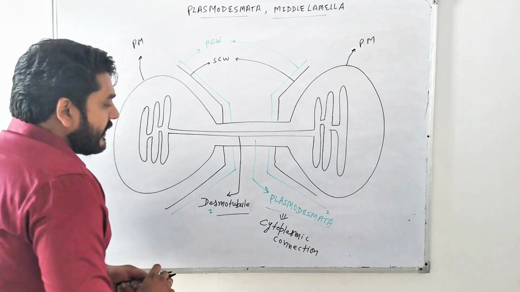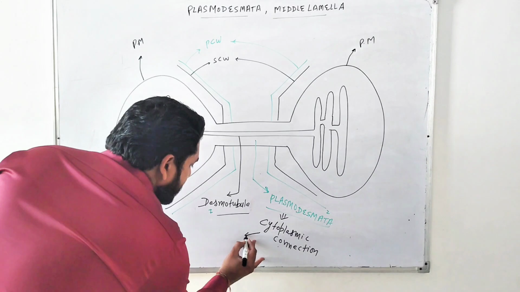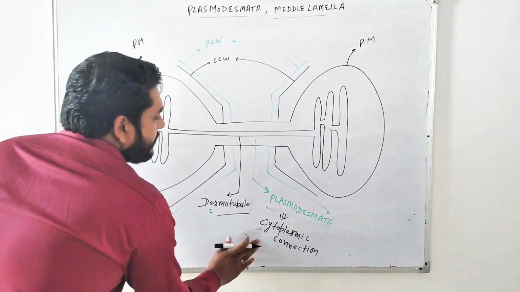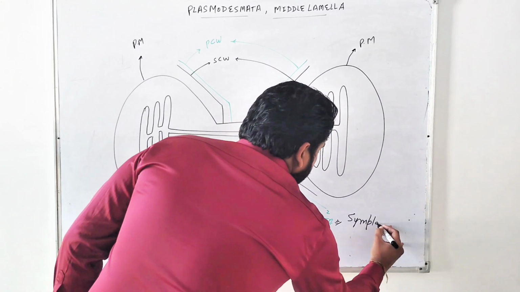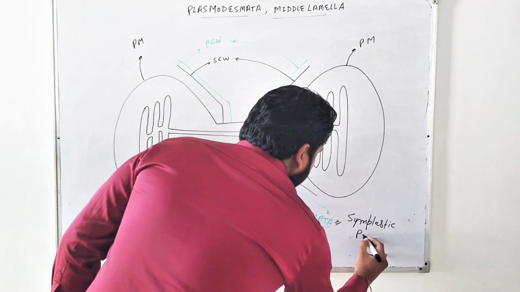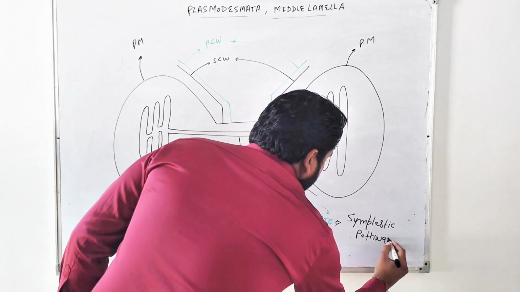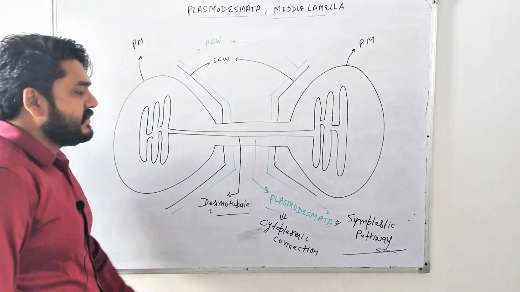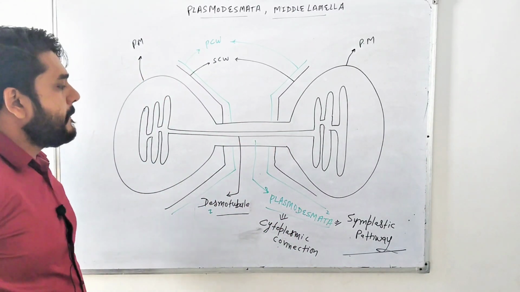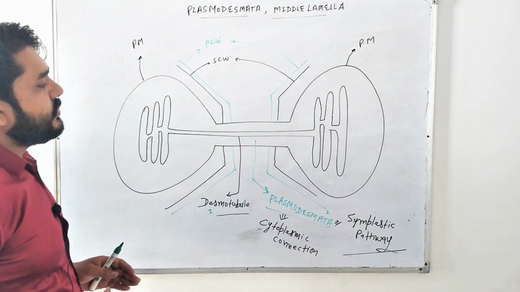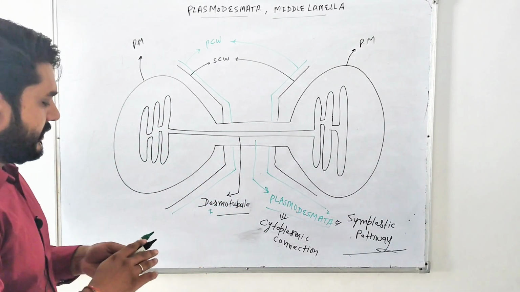That's why we can also call it the symplastic pathway. Plasmodesmata is basically what? It is the symplastic pathway. Two kinds of pathways are there. One is apoplastic and one is symplastic. So this one is what? A living pathway. That's why we are calling it the symplastic pathway. Okay. So this is about the plasmodesmatal connection, how it is formed.